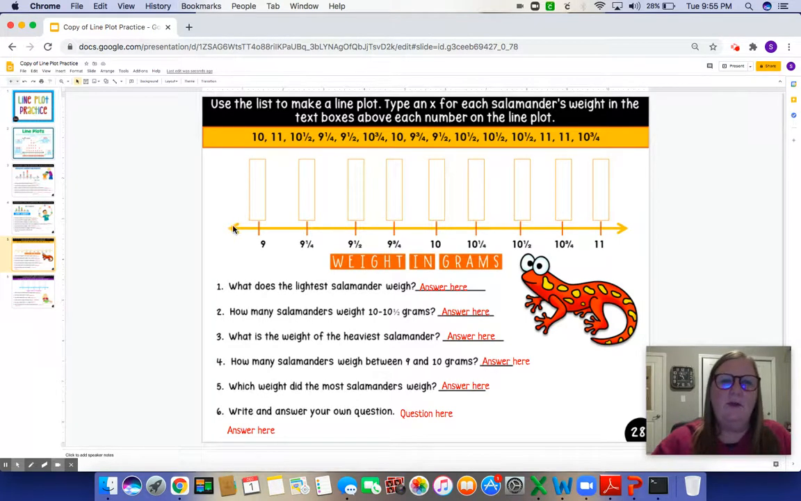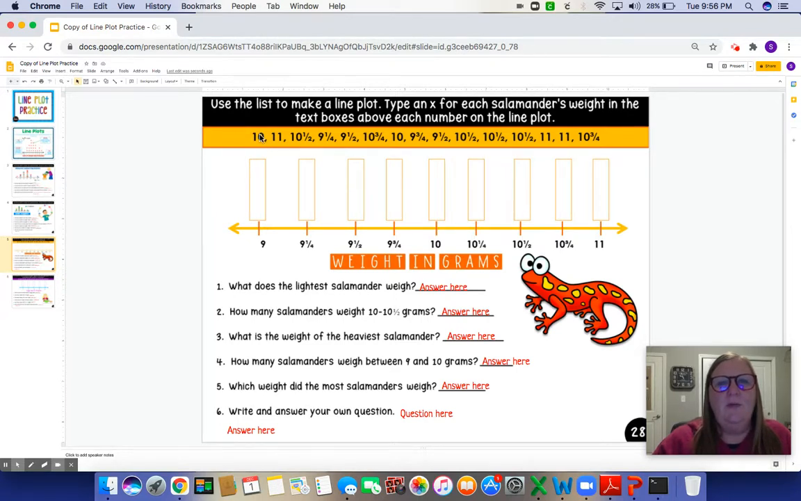So again, we still have our line. There's our line that goes all the way across. Here are our categories. So we have 9, 9 and a fourth, 9 and a half, 9 and 3/4, 10, 10 and a fourth, 10 and a half, 10 and 3/4, and 11. Here's our title, which is weight in grams. And here's our data up here.